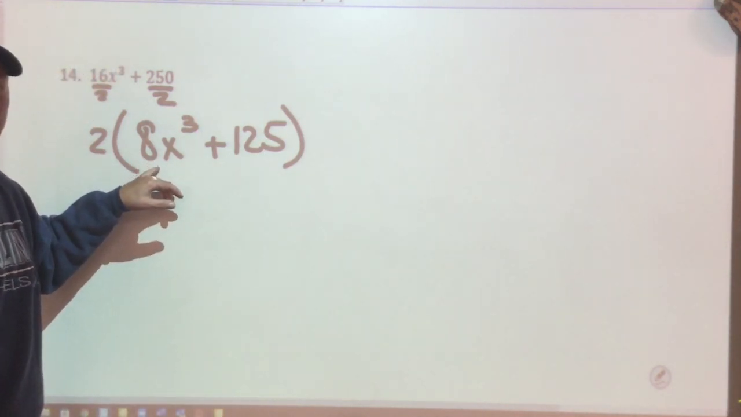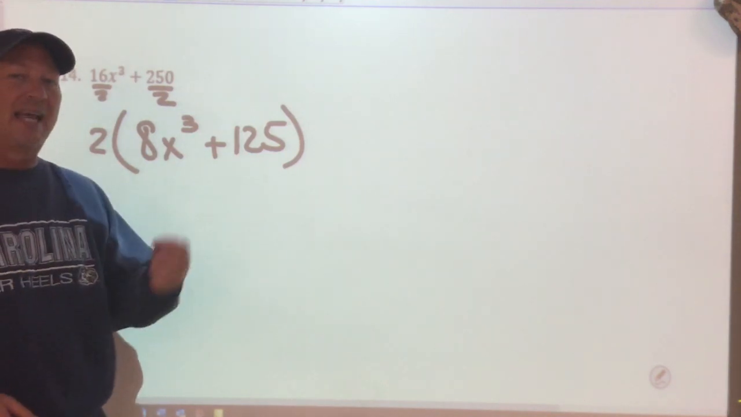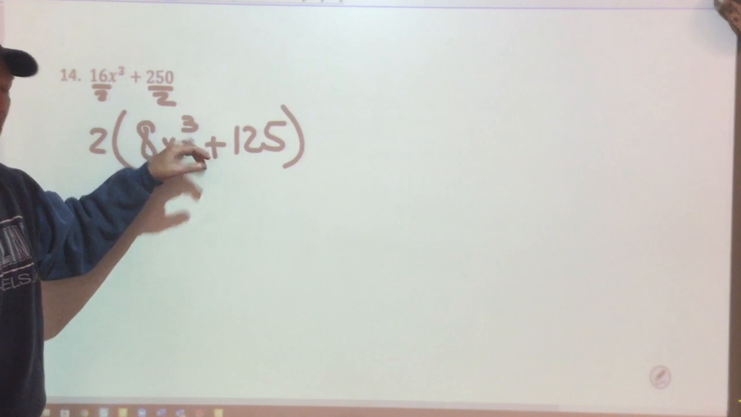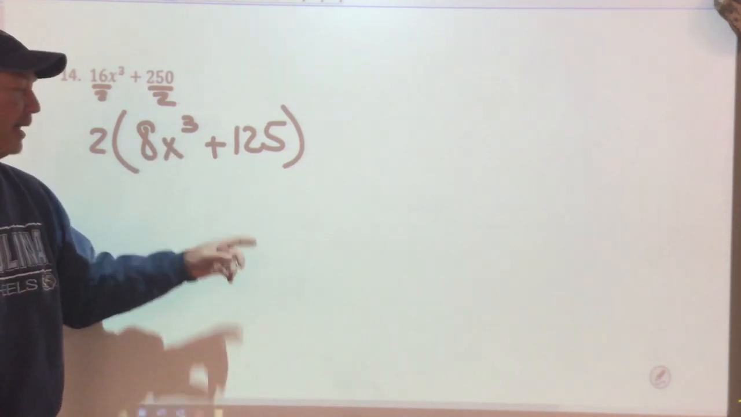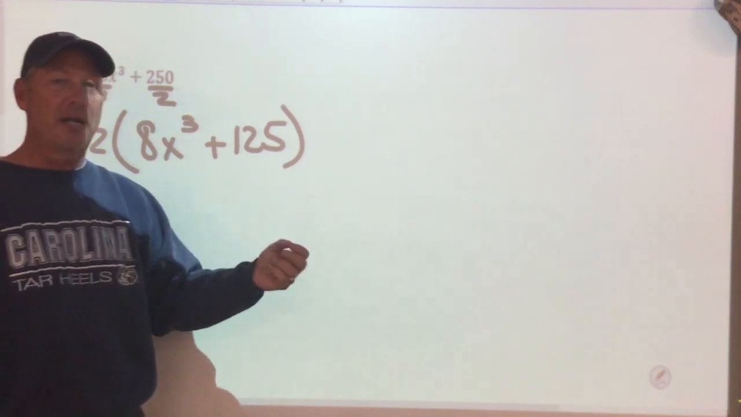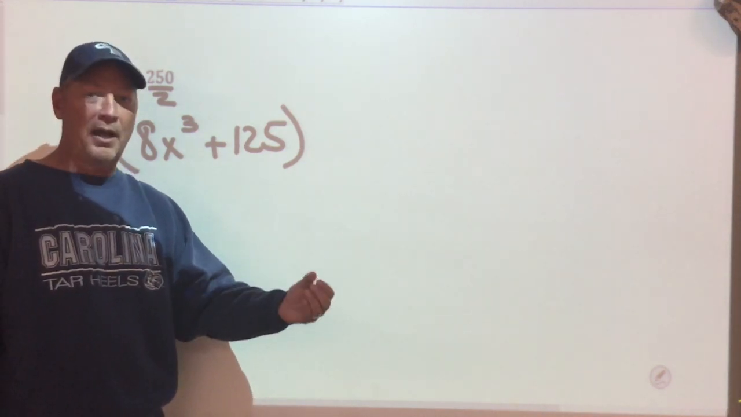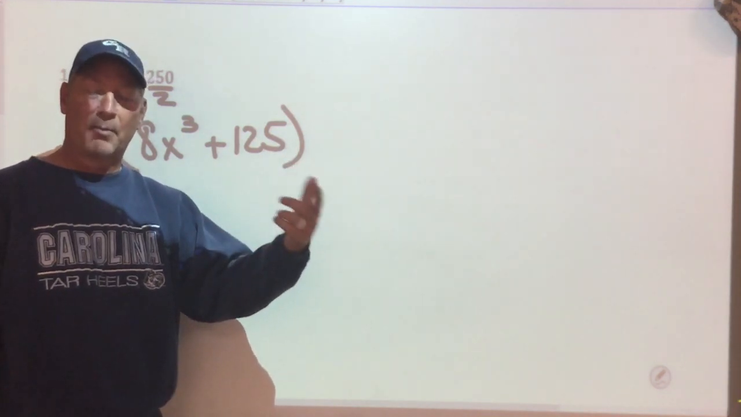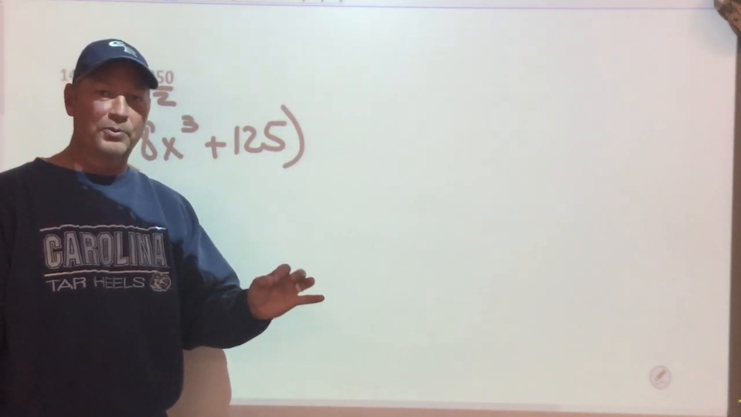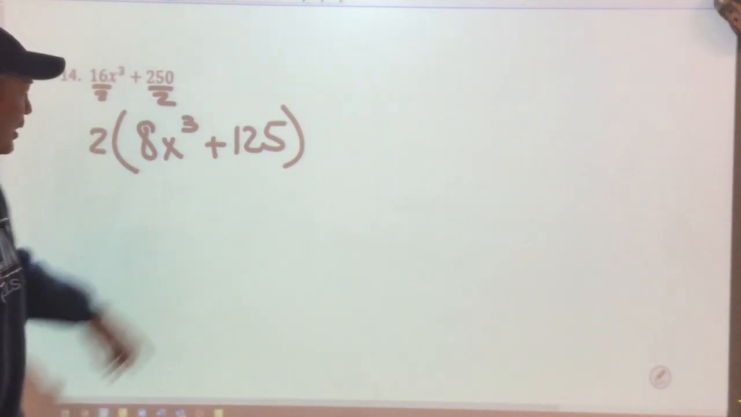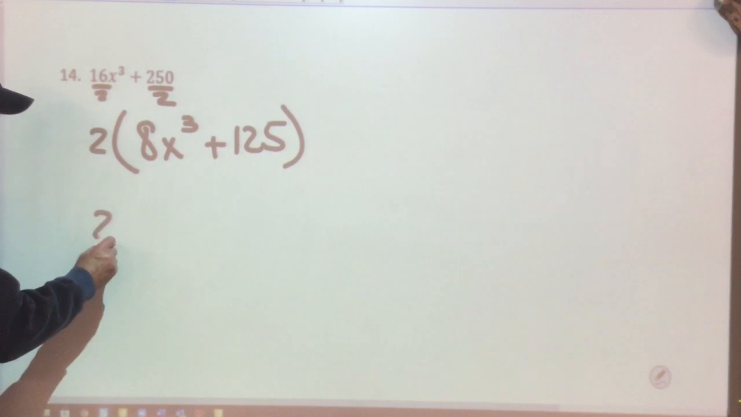Is 8 a cube? Yes. I have memorized my cubes. 8 is 2 times 2 times 2. X to the third? Yeah, that's x times x times x. And 125, that's the last cube that I memorized. That's 5 times 5 times 5. Remember, we asked you to try to memorize up to the number 5 or the number 6. Know your perfect cubes. This is helpful. But this is going to be the sum of two cubes. So we keep the 2 coming.